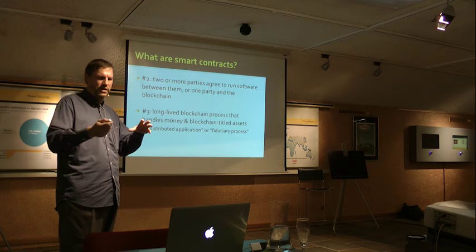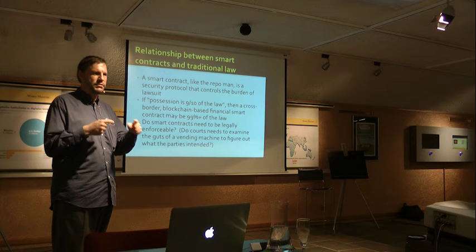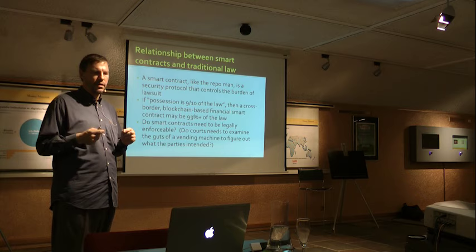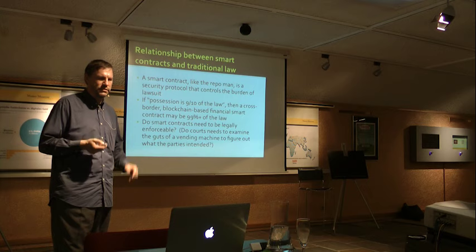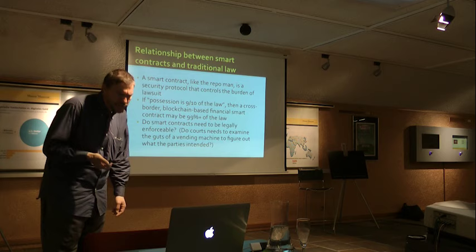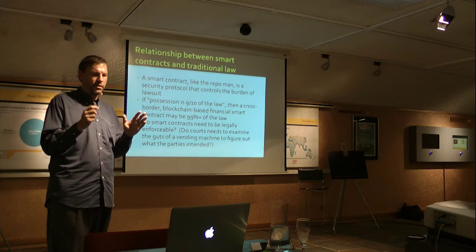What are the relationships between smart contracts and traditional law? You can think of a smart contract like the repo man, a security protocol that controls the burden of lawsuit. When the repo man takes a car, that shifts the burden of lawsuit from the debtor, the person who owed the money, to the creditor, if either one of them thinks that the transaction was unfair. And if possession is 9/10 of the law, then a cross-border blockchain-based smart financial contract is maybe 99% of the law, is just so much more automated and efficient than law, especially in a cross-border context.